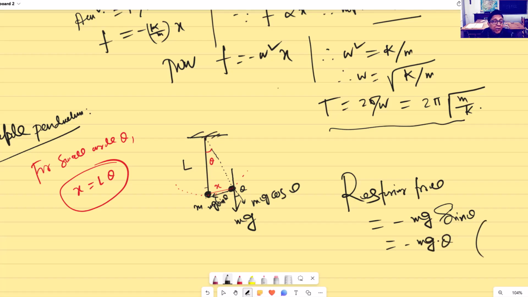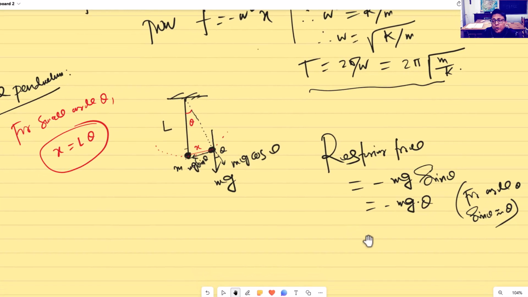Why? You have disturbed the particle by a small angle. For small angle theta, we can say that sin theta is approximately equal to theta. Isn't it? That we know very well. So, the restoring force is minus mg theta.